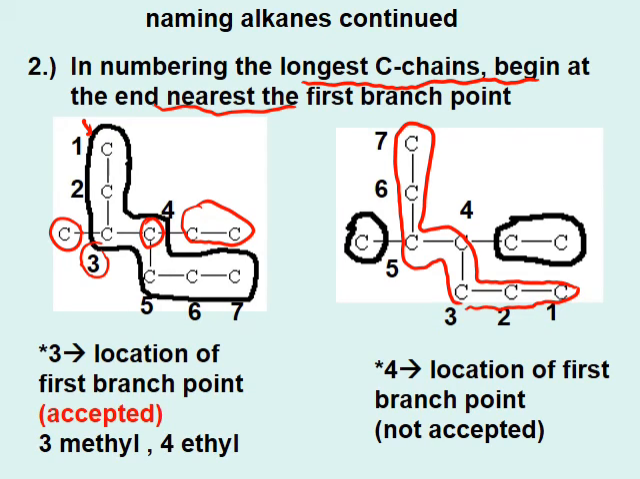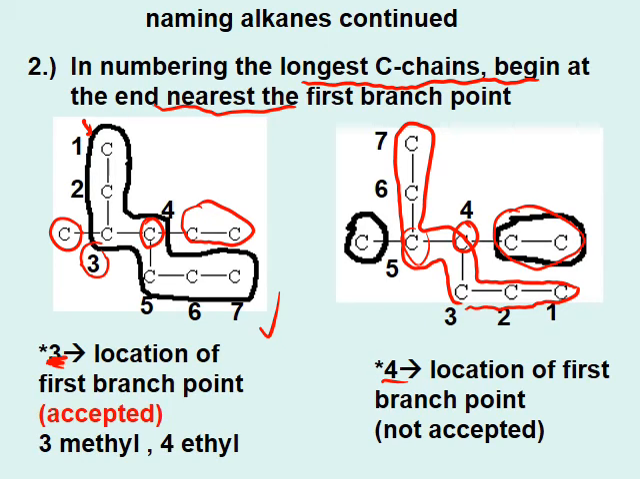From the right-hand side, one, two, three, four. The fourth carbon has the branch point, so the location of the first branch point is the fourth, and then the fifth carbon would have the second branch point. So obviously, this one is accepted because that gives the number closest to the first branch point. Three is better than four, because it is closer to the first branch point. So that's how you determine from which end you start numbering the longest chain.